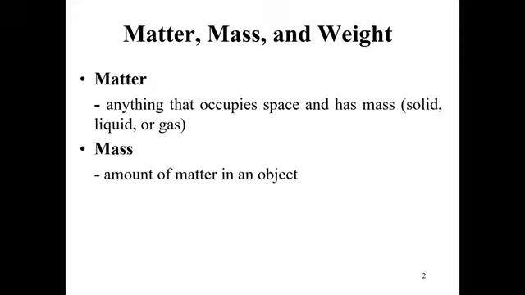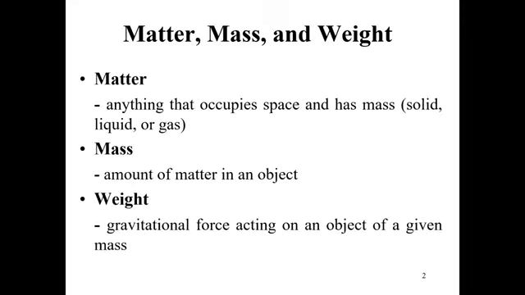To start, let us differentiate matter, mass, and weight. Matter is anything that occupies space and has mass. You have already learned this in your grade school science. Mass is the amount of matter in an object, usually measured in grams, while weight is the mass of the object multiplied by the gravitational force.